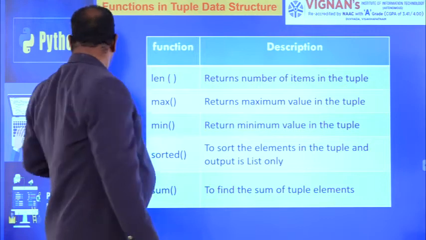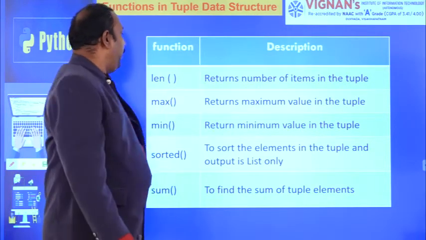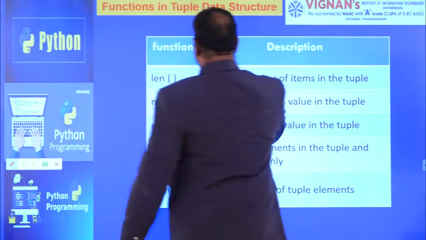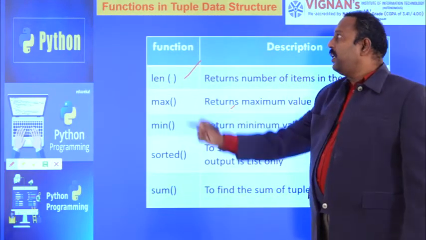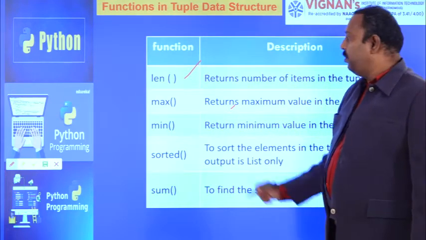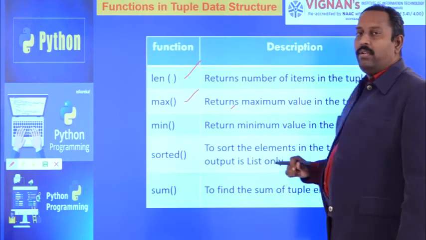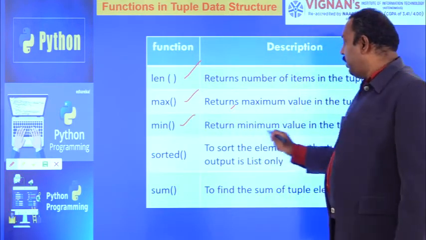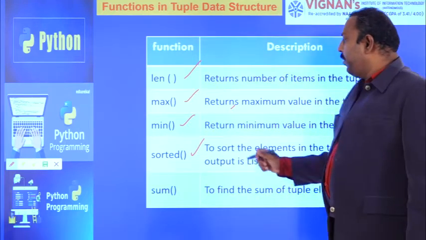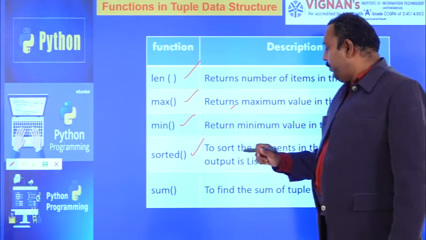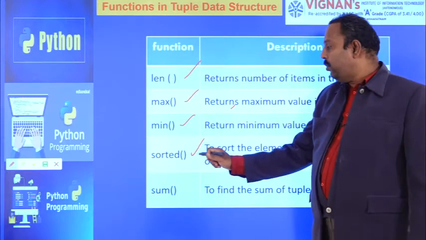And next, what are the functions available in the tuple data structure? Length, len. Len is used to find how many elements are present in the tuple. Max returns the maximum value in the tuple. Min returns the minimum value in the tuple. And sorted is used when you want to print the tuple in sorted order, then you have to use the sorted function.